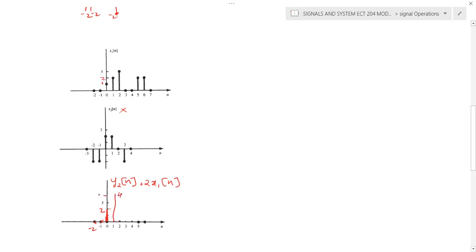Okay, sorry, 4, 5, and 6. At 2, the signal amplitude is 3. So 3 into 2, you will get 6 at 2. Now at 3 and 4, the signal amplitude is 0, because 0 into 2 is 0. And at 5, it is 2, at 6, it is 2, 2 into 2, 4. So you can plot 4 here, here also 4. That is 2x1 of n.